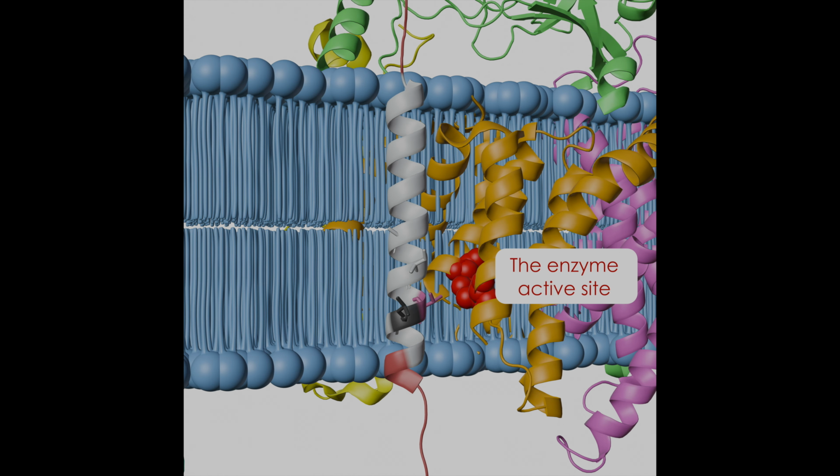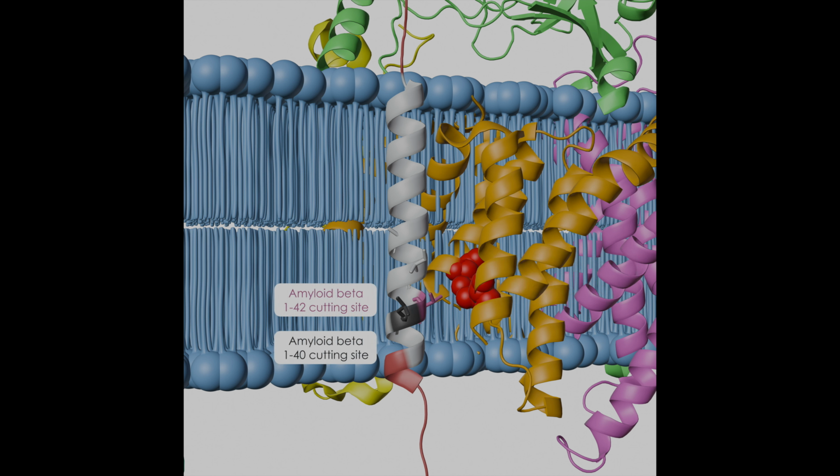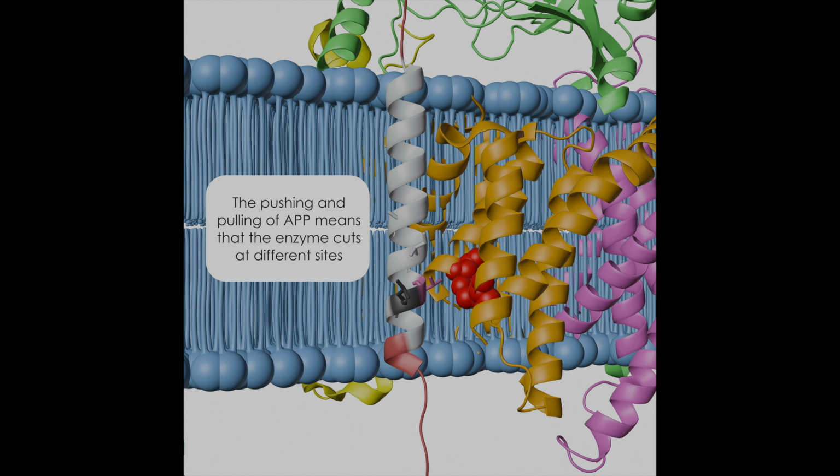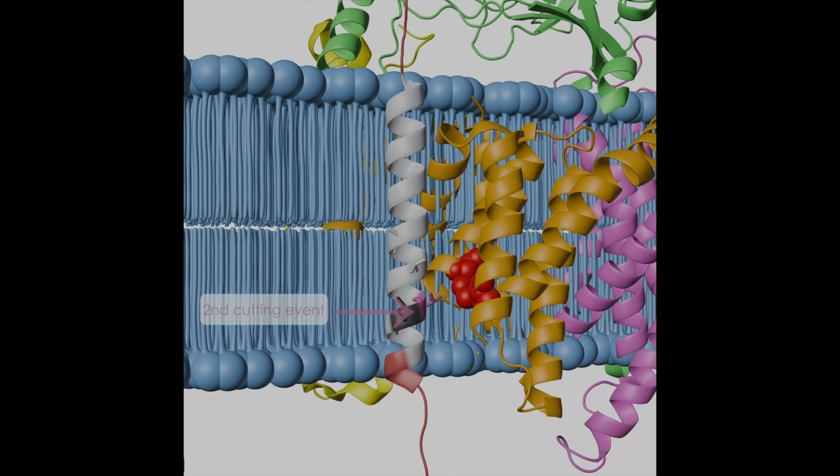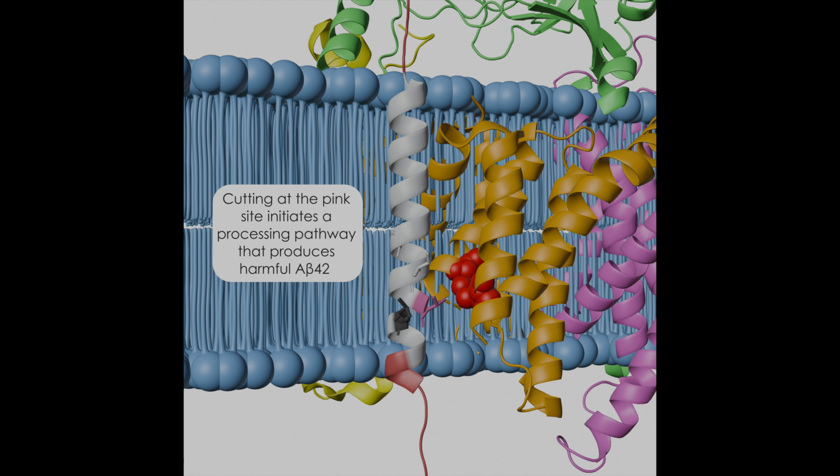The enzyme's active site is shown in red, and the two sites at which it can cut are shown in pink and black. The pushing and pulling of APP means that the enzyme can cut at different sites. You can now see the second cutting event. Cutting at the pink sites initiates a processing pathway that produces harmful amyloid beta 42.